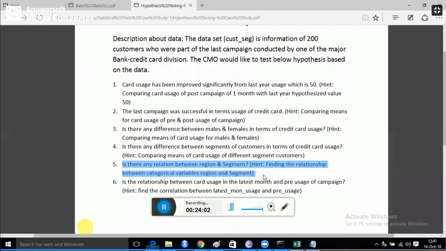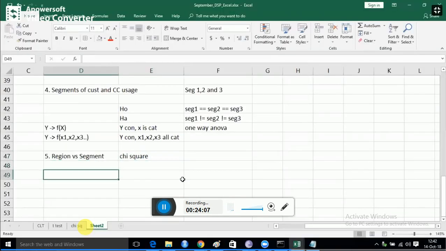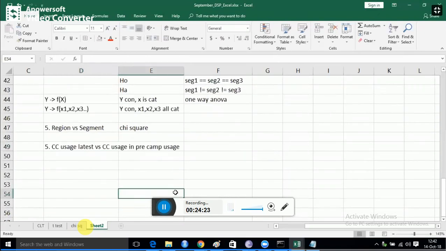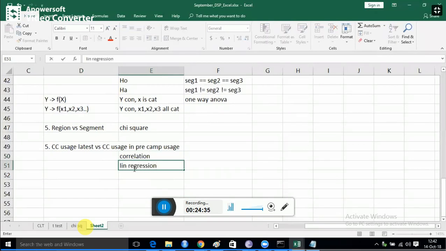Last question. Is there any relationship between card usage in the latest month and pre-usage? Credit card usage latest versus credit card usage in pre-usage, pre-campaign usage. Both are what kind of variables? And between two continuous variables, what can we find out? Correlation or linear regression or whatever. Right? Let's do one by one.